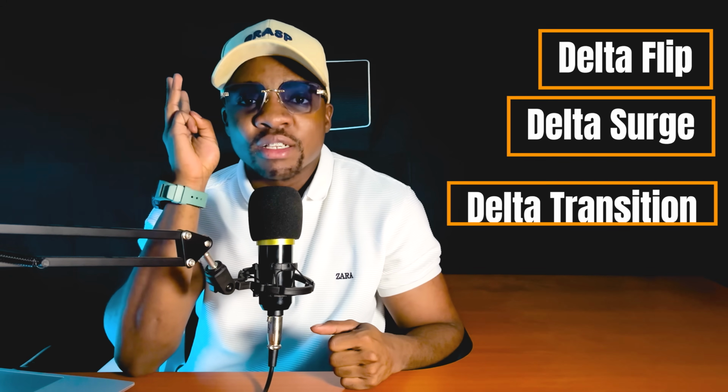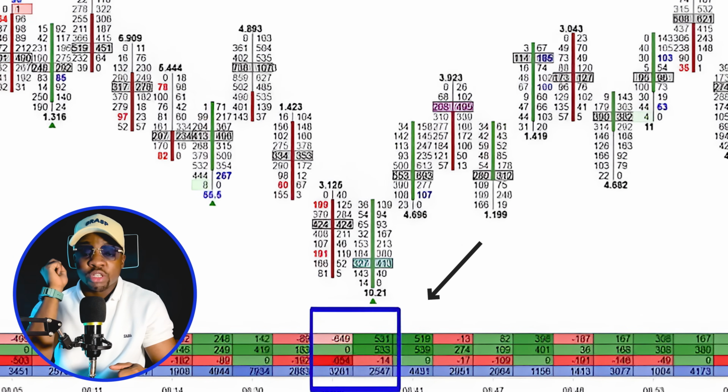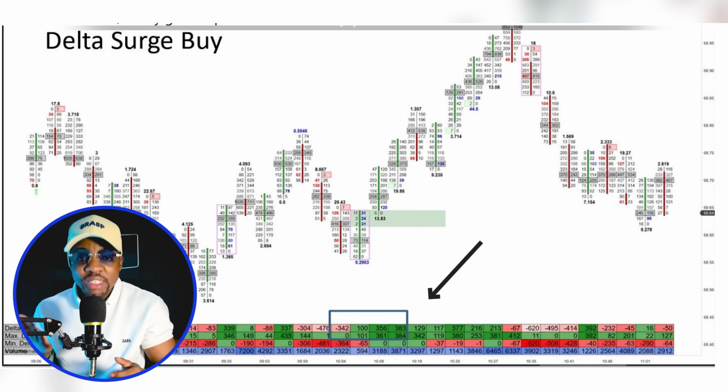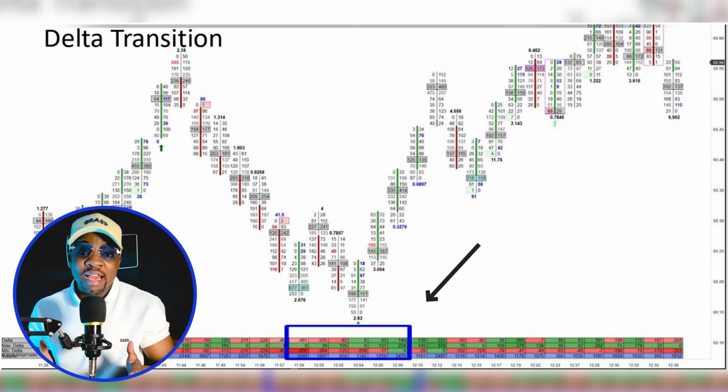We do not need a change of character. What we need is a delta flip, delta surge, and a delta transition. A delta flip to show us the trapped buyers or the trapped sellers losing the war, or a delta surge to confirm institutional aggression to the other side, or a delta transition to confirm weakness of one side and strength of the other side coming in. And then after that, we strike. So while retail is still drawing boxes and waiting for trend line breakouts, we are already deep in profit.